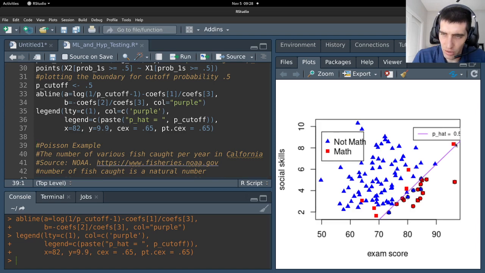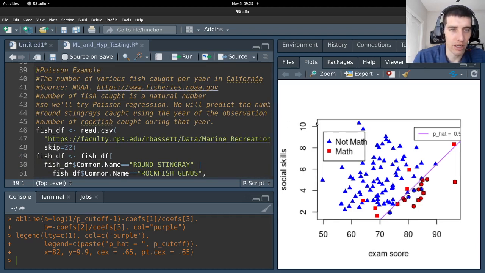So this is the distinguishing line which shows us that observations which are on this side are classified as a 1. Their p hat value is greater than or equal to 0.5. On the other side of this line, they have p hat less than 0.5. Okay.